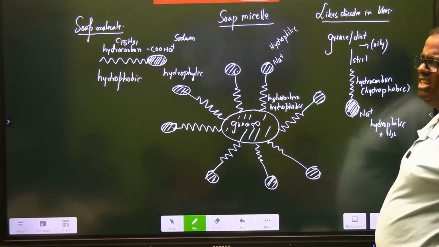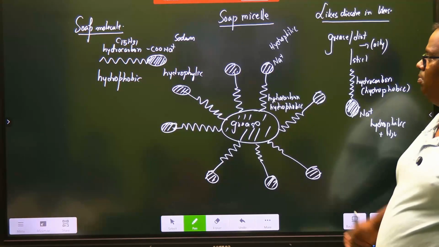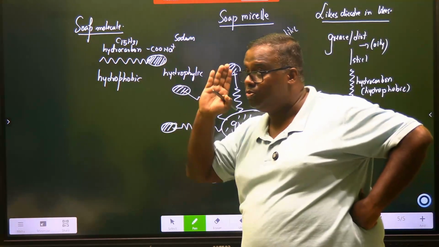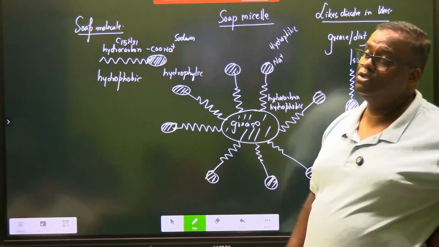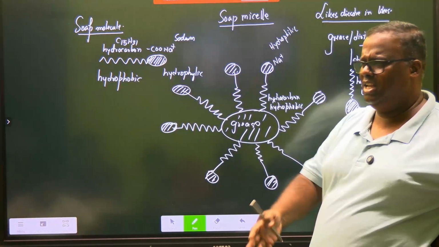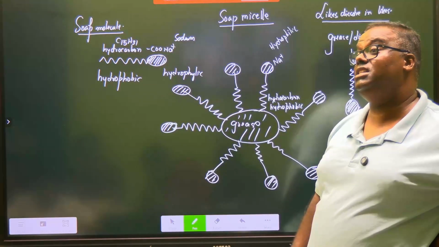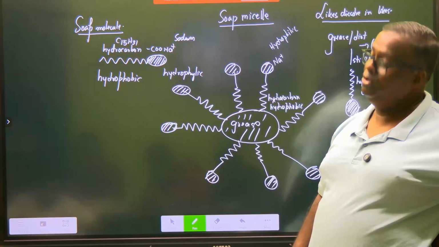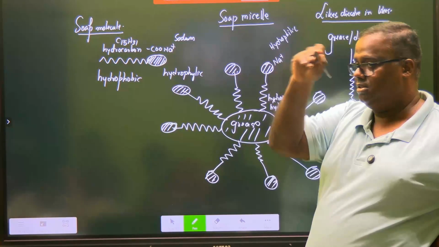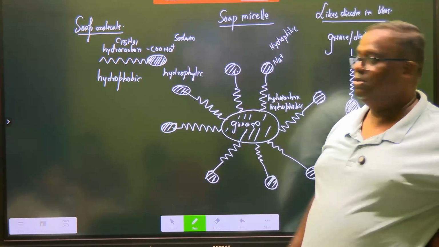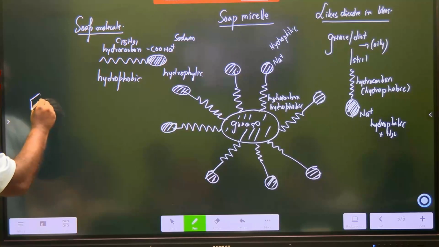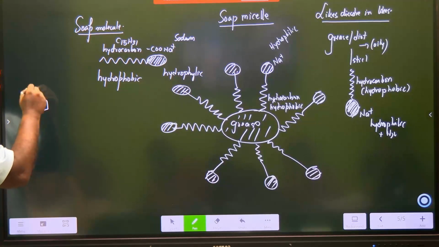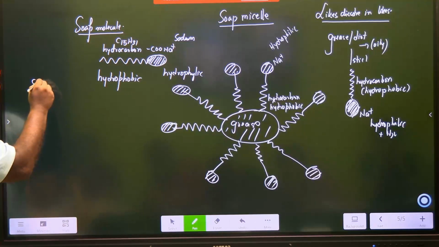NCERT does not cover detergents in so much depth. If you want to know, soaps were sodium salts of high fatty acids, detergents are sodium salts of benzene sulfonic acid. That name is not mentioned. Benzene is an organic compound, that circle. So benzene sulfonic acid will look like this. Benzene, this is benzene, and here one hydrogen will be taken out.